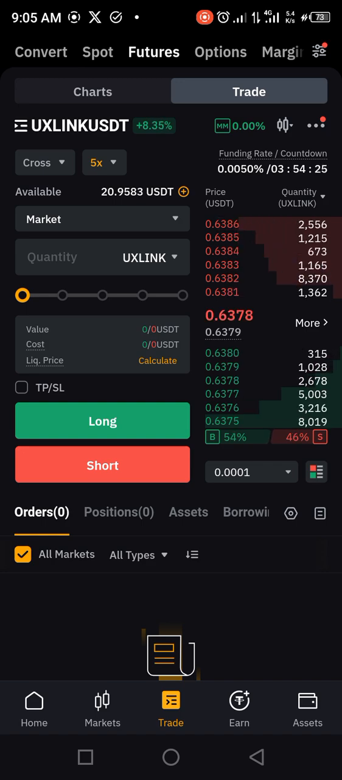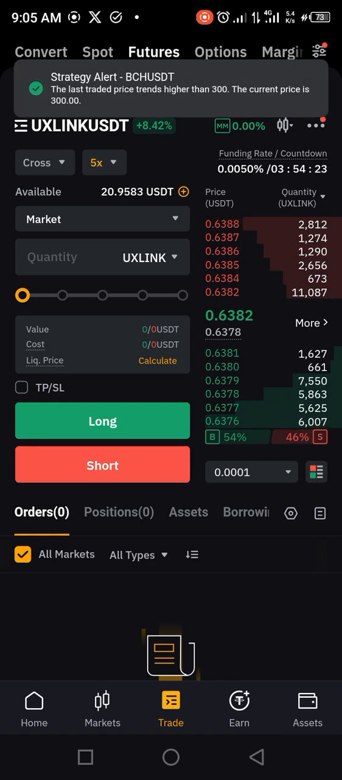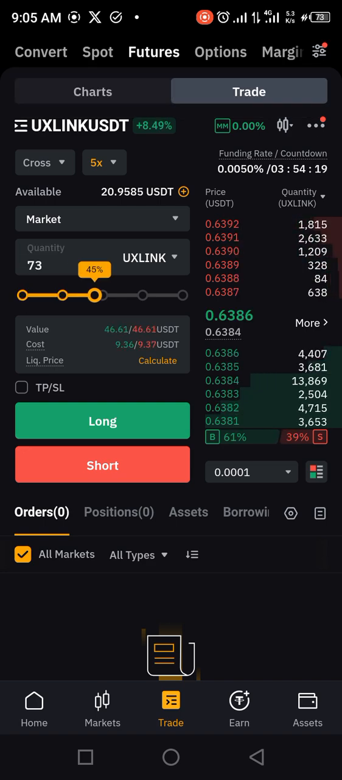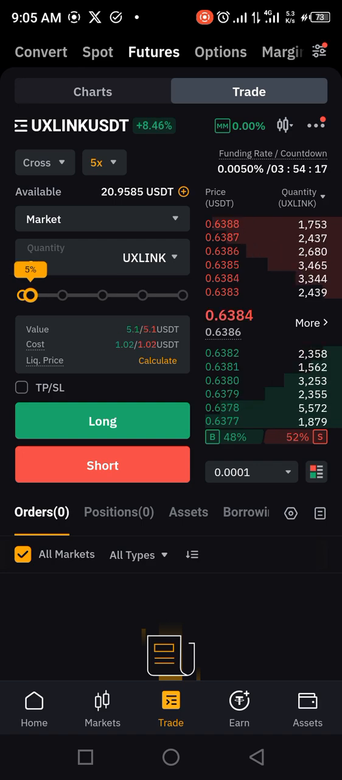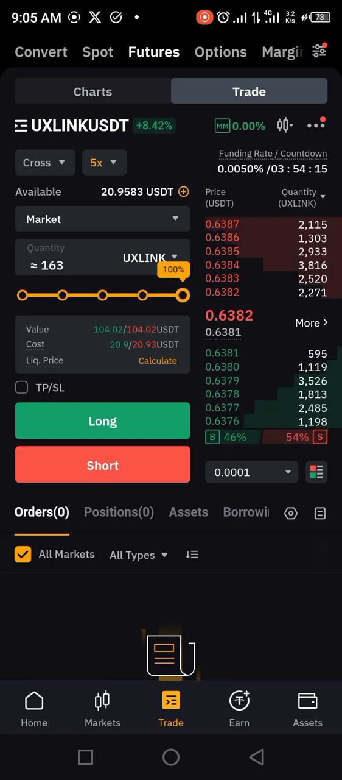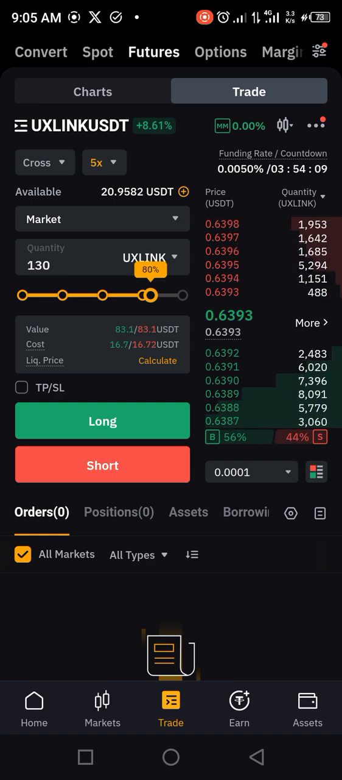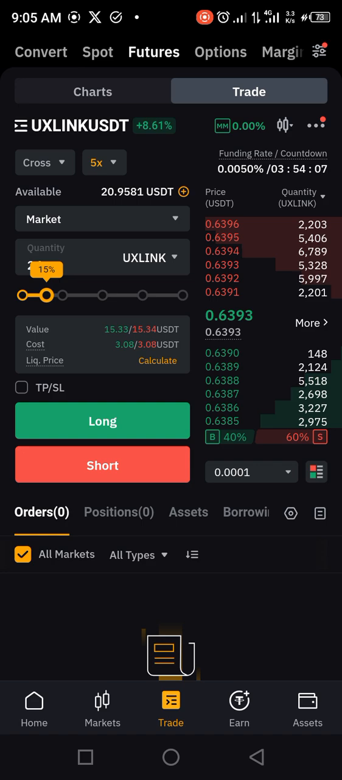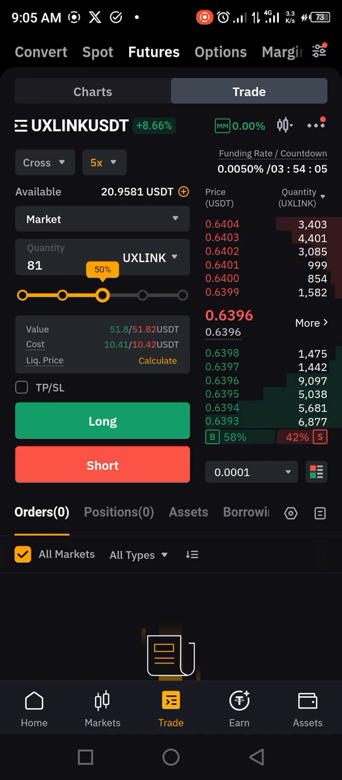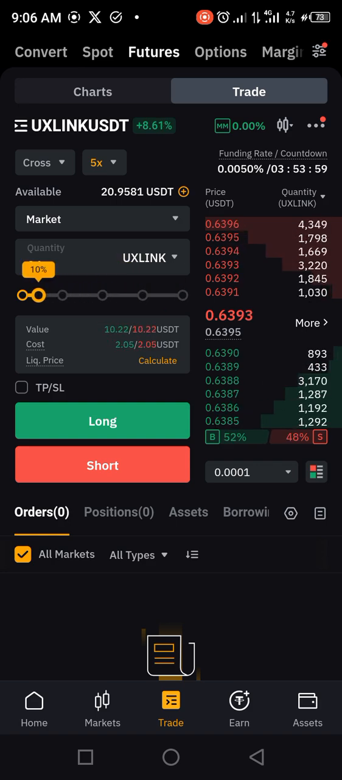Now they said enter this trade with 5% of your capital. This is where you adjust it. You click 5%. You don't enter a trade with all 100%, like the whole money you have. No, you enter with a portion of your total capital, right? Now you can see right here I have $20.95 right here, but I'm just going to use only 5%.